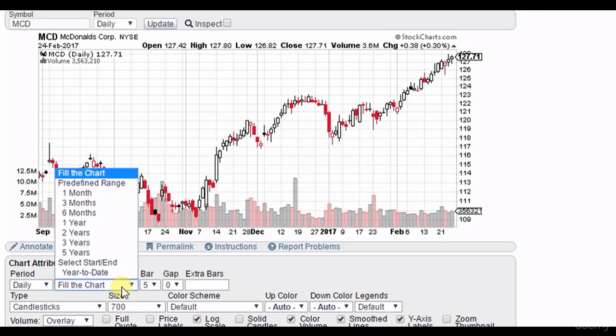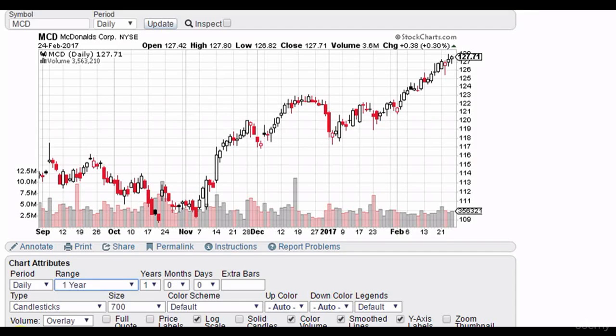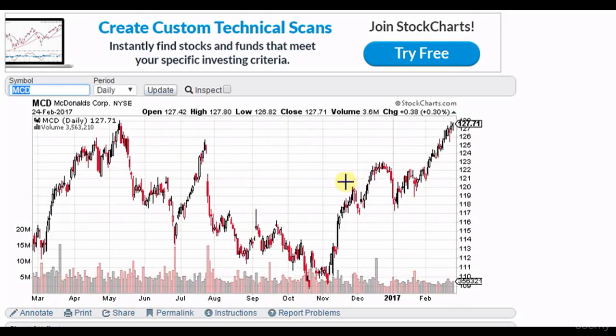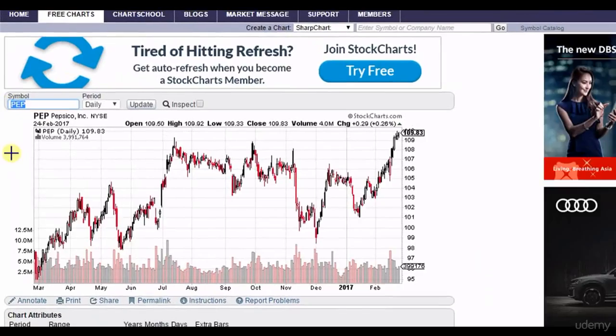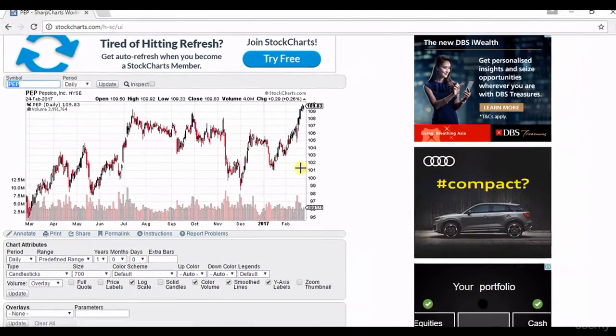So to change the range, you can select up to the months or the years. So let's say we look at a 1-year chart of McDonald's. So now this is a 1-year chart of McDonald's. And the period, this is a daily period. So what this means is every candlestick will show you the trading range of 1 day for McDonald's. So if you want to change, and let's say you want to look at another company, just enter the ticker symbol of another company. Say we look at Pepsi. So we enter the ticker symbol for Pepsi, PEP. Yeah, this is the chart for Pepsi.